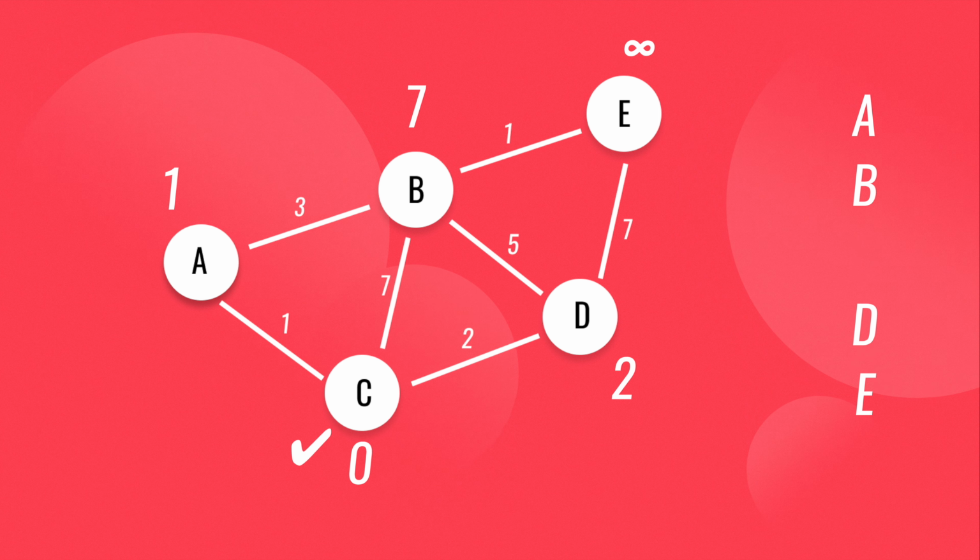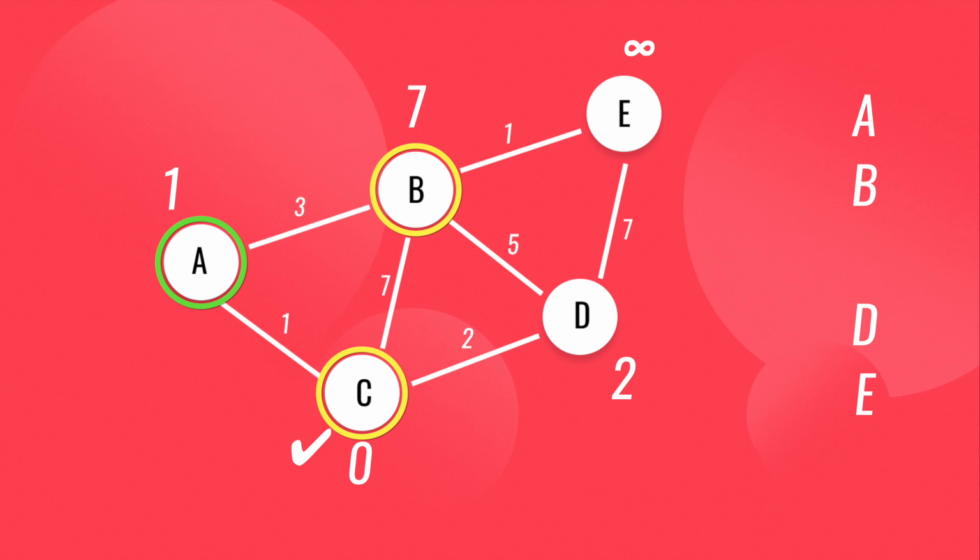We then pick a new node from our list of unvisited nodes with the smallest value. In this case, it's A. We move to A and do the exact same thing. From A, we can get to B and C. Since we have already visited C, we can ignore it.